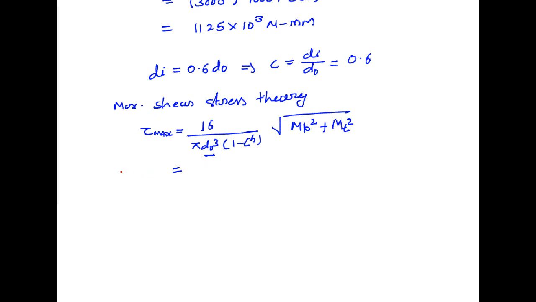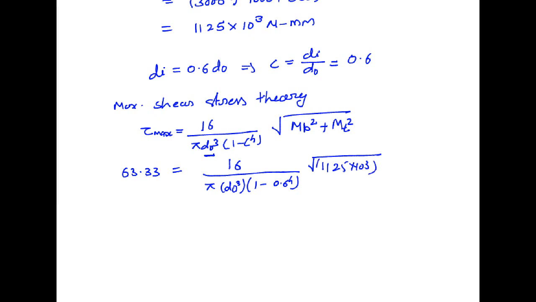We have the value of tau max also, 63.33, equal to 16 divided by pi DO cube into 1 minus, where we have C to the power 4, that is 0.6 to the power of 4, into the square root of, we have the value of MB, 1125 into 10 to the power 3, squared, plus we have the value of MT, 1000 into 10 to the power 3, whole squared. So if we simplify this formula, we can get the value of outer diameter.